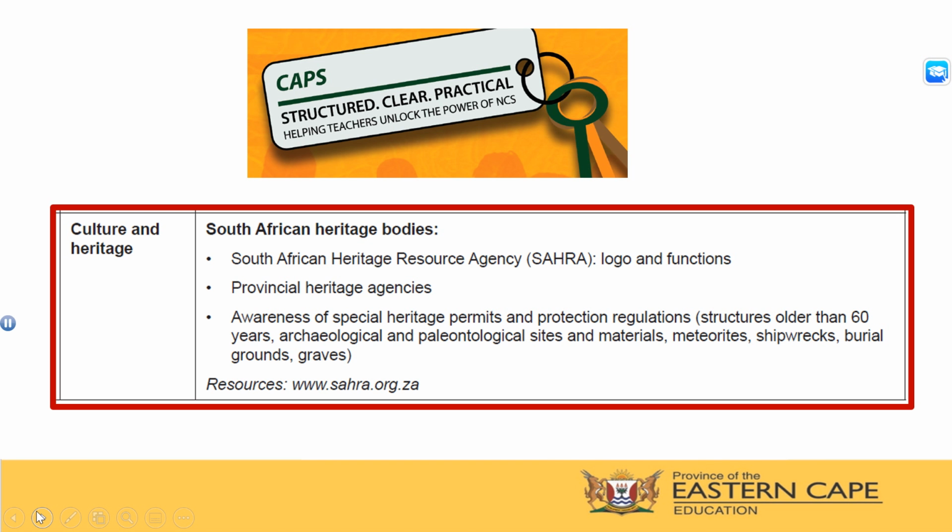We will also be taking a look at provincial heritage agencies. And finally, awareness of special heritage permits and protection regulations. For example, structures older than 60 years, archaeological and paleontological sites and materials, meteorites, ships, burial grounds, and graves. And then the final thing that we will be doing in today's lesson is taking a look at an activity that comes from an old exam paper.